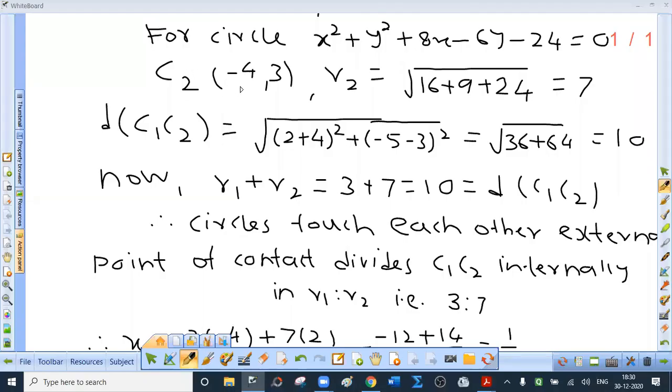Actually, C2 is minus 4, 3, R2 is 7. But initially, I had written root of 16 plus 9 plus 25. Make that correction. It should be root of 16 plus 9 plus 24. That is root 49, which is 7.